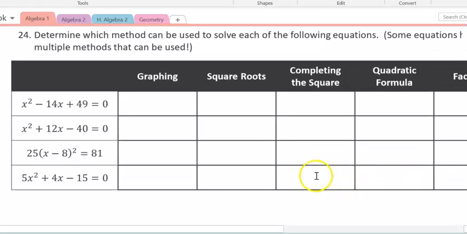And then this one, you're thinking what methods would be possible. Some of them have more than one method. So what I would do is like, if it would be possible to graph it, even though I don't want to, I would just put a little check mark. And so if it's not possible to square root, I put an X, or you could put yes and no.